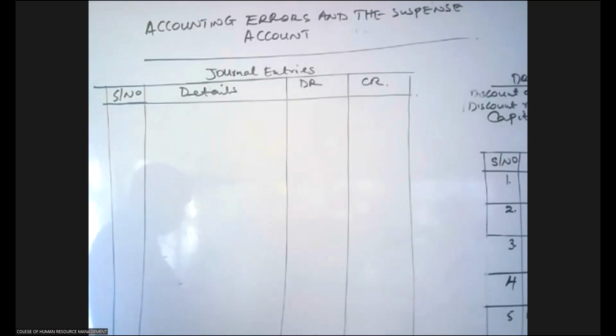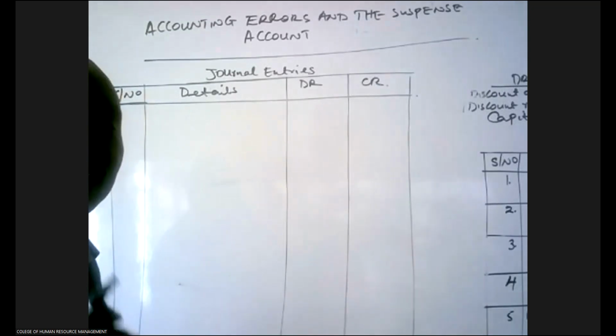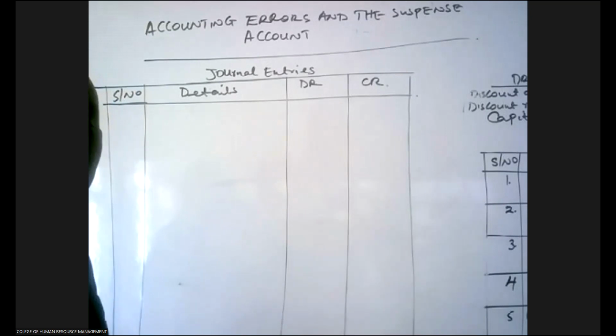The first one is that sales were undercasted by 40,000. Undercast simply means we recorded less. We know that sales is normally credited. So on the credit side of sales, this amount of 40,000 is missing, so we add it there. When it is an undercast, you put it on that side that has less. Sales is always credited. It was credited with an undercast of 40,000.